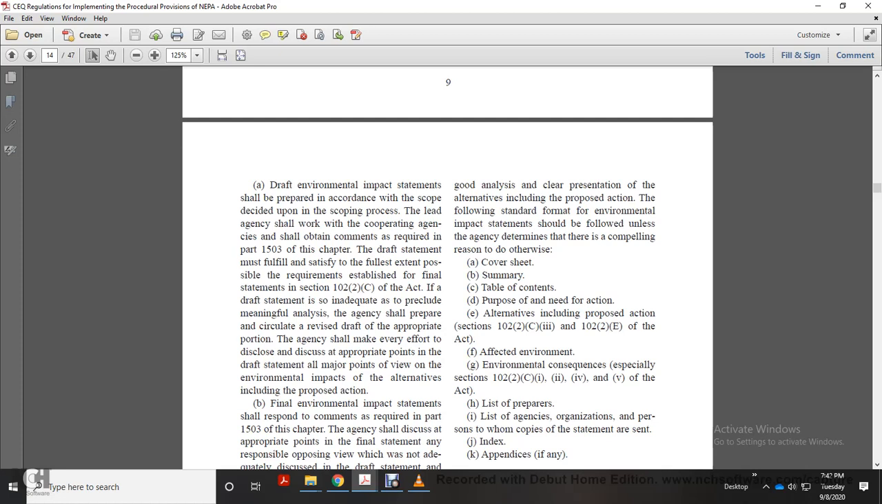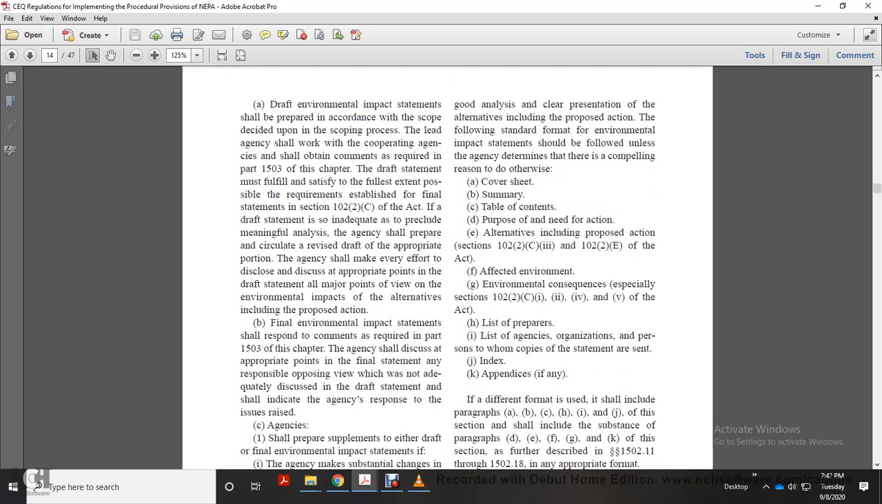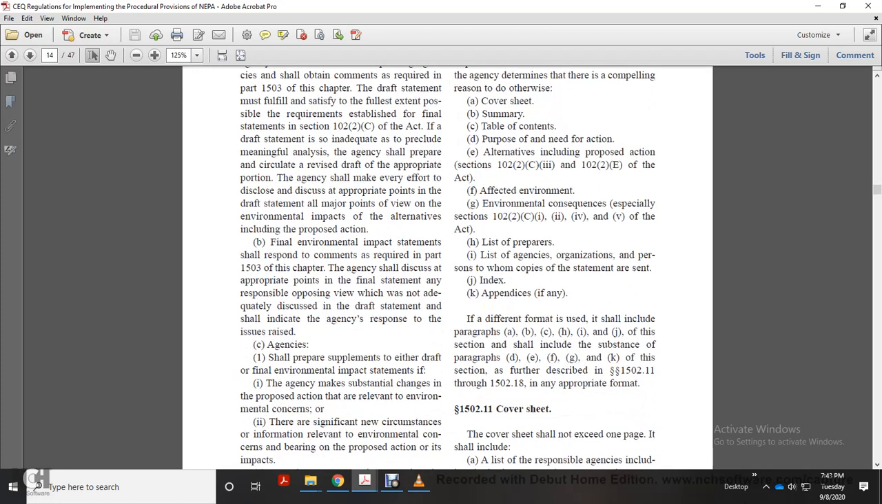Agencies shall make every effort to discuss all major points of view on the environmental impacts of the alternatives, including the proposed action. Final environmental impact statements shall respond to comments as required in Part 1503. The agency shall discuss at appropriate points in the final statement any responsible opposing view which was not adequately discussed in the draft statement and shall indicate the agency's response to the issues raised. Agencies shall prepare supplements to either draft or final environmental impact statements if the agency makes substantial changes in the proposed action that are relevant to environmental concerns.